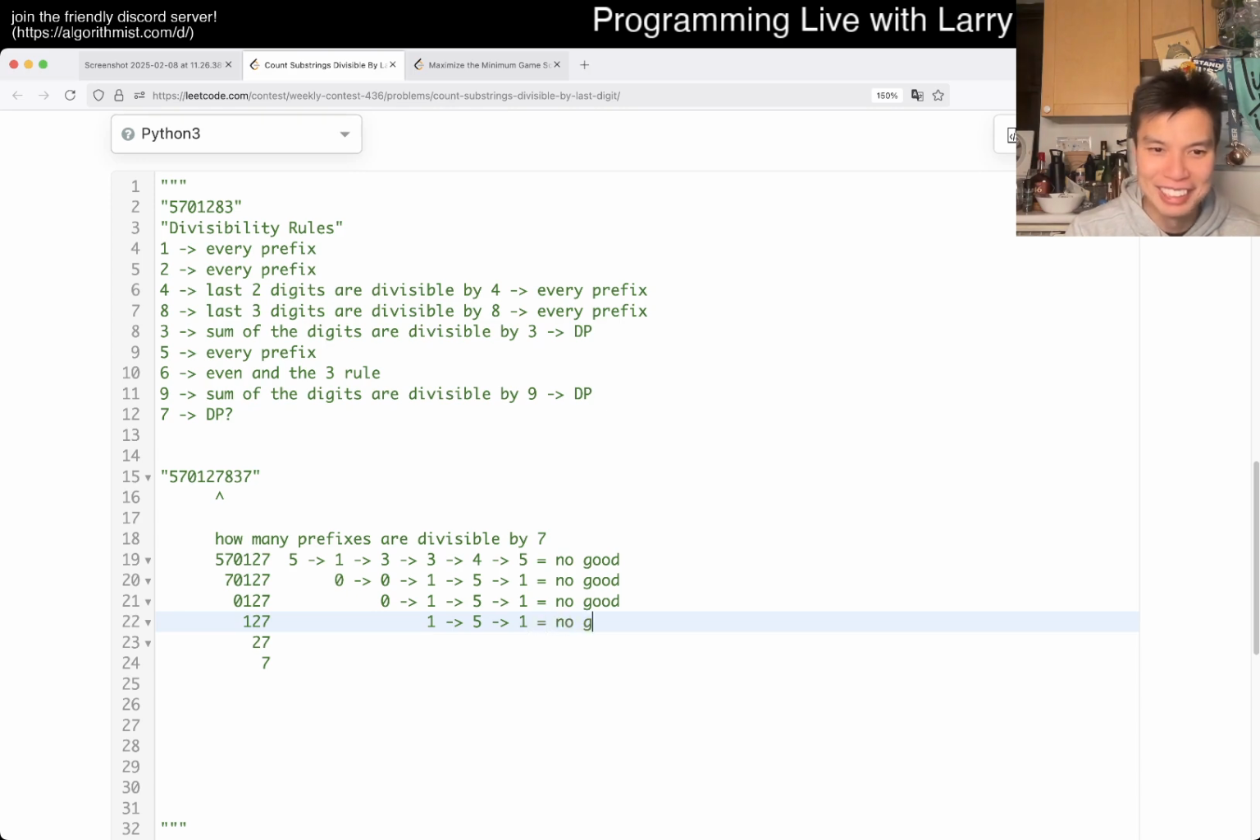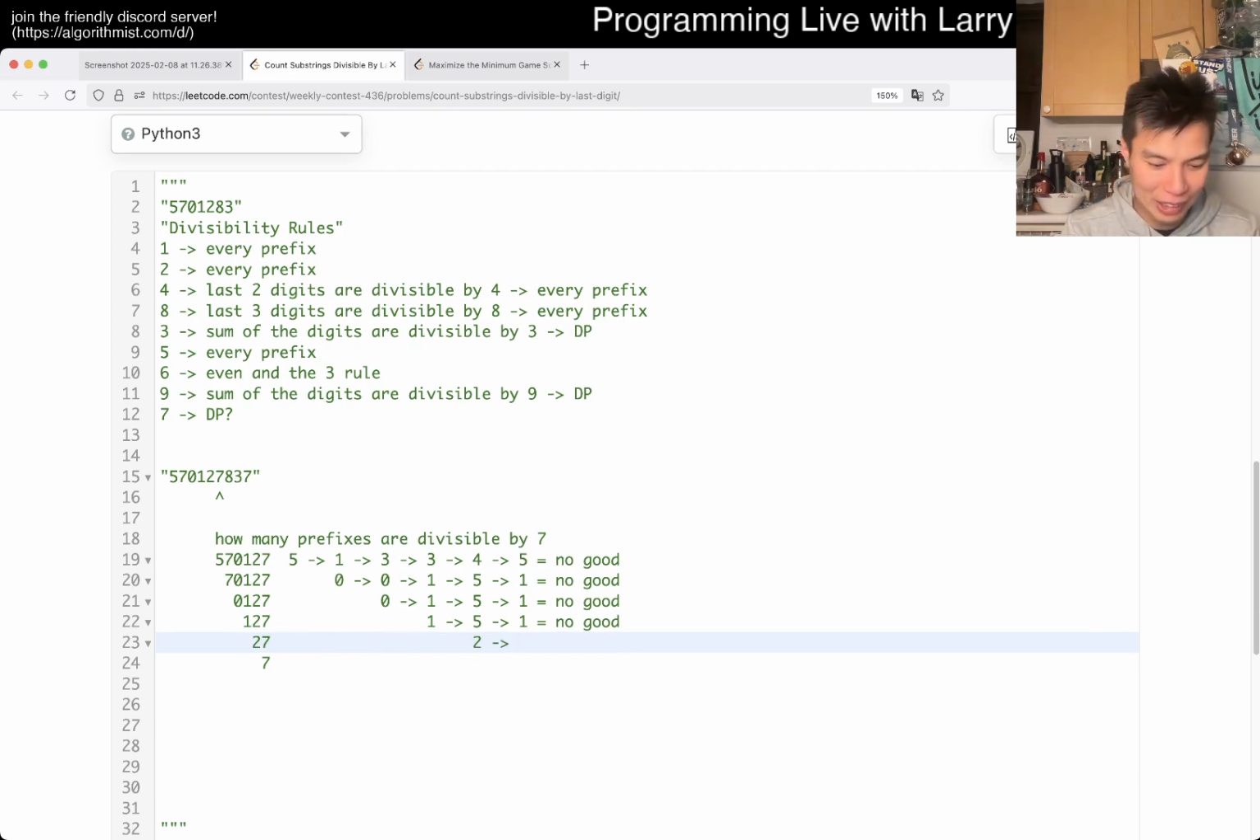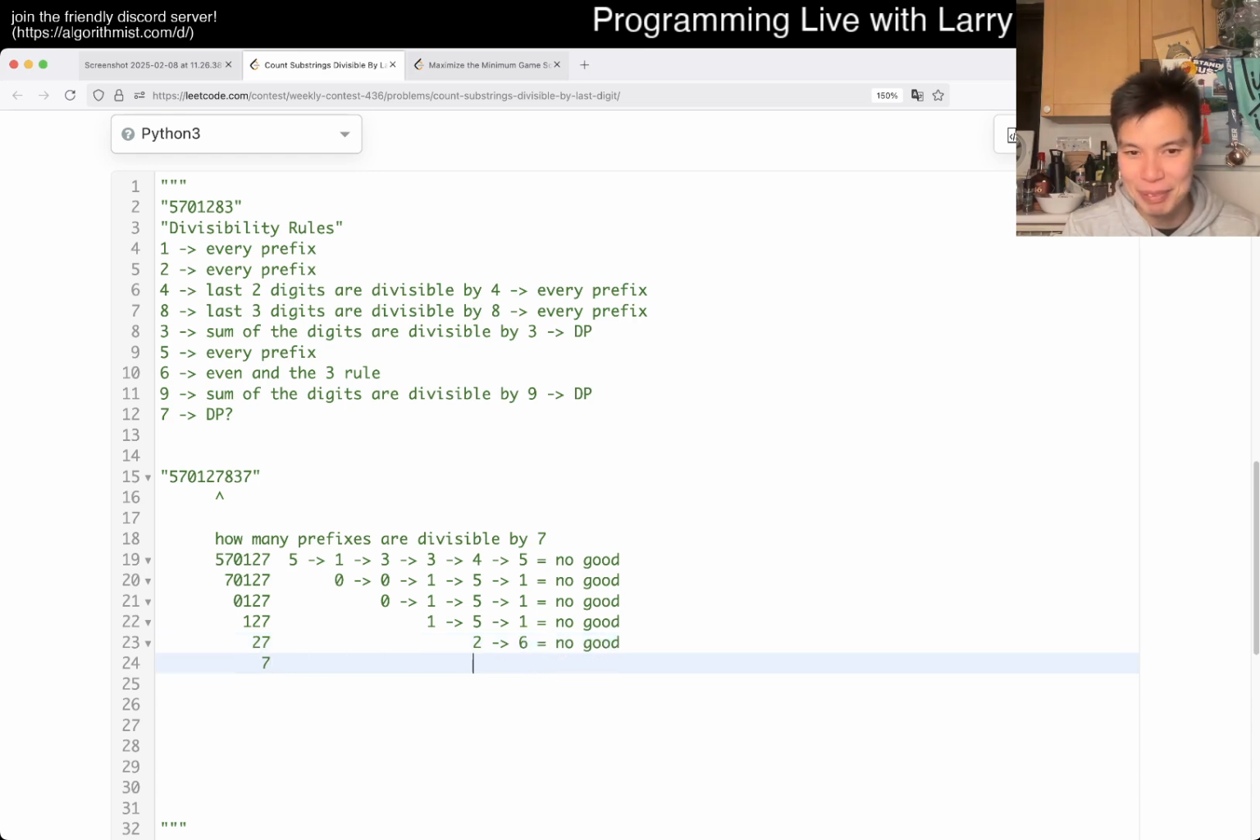Wow, actually, maybe I should have chosen one where there's some kind of good, right? So 2 to, what is it, 21, so 6. Like I said, maybe some of this is wrong, right? But yeah, that's basically the idea.